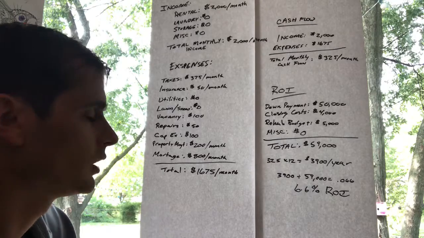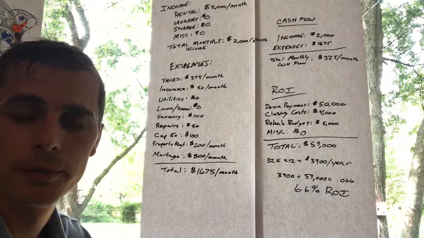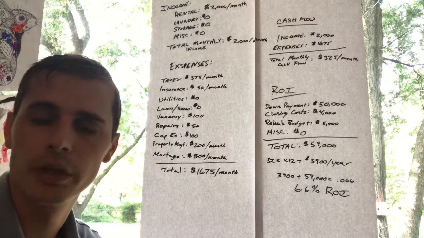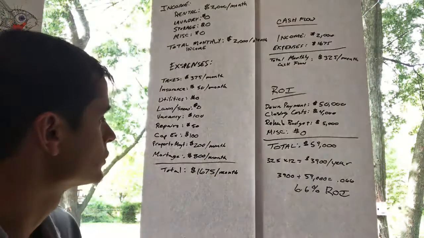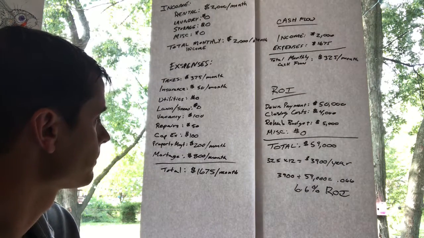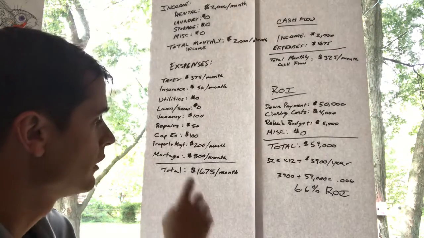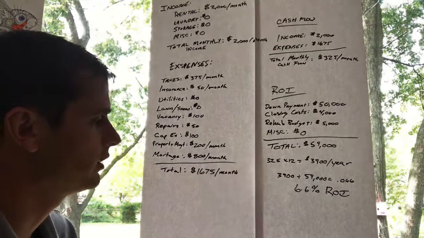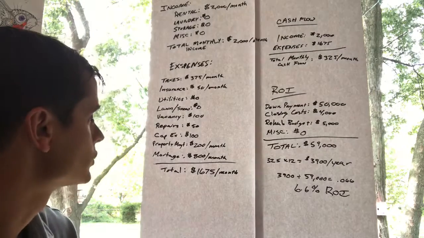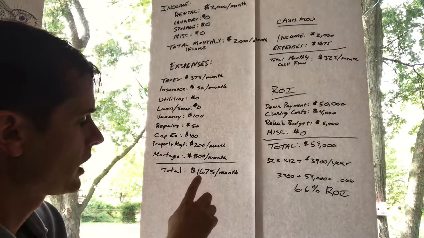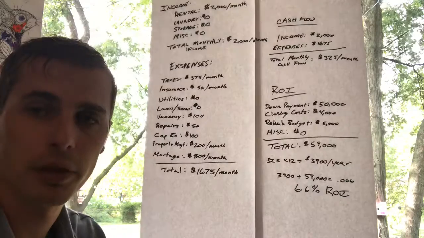Property management, in our area, you're probably going to see around 10%, but it really depends on what they do. So we put that as $200 per month. Mortgage on a $200,000 house with 25% down, for principal and interest, you're looking at about $800 per month. So our total expenses on the property is $1,675 per month.